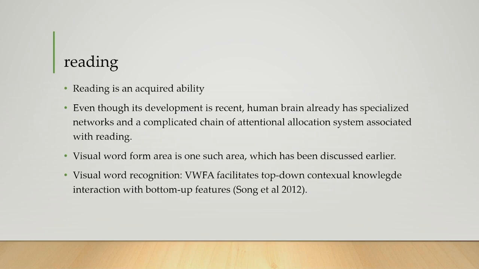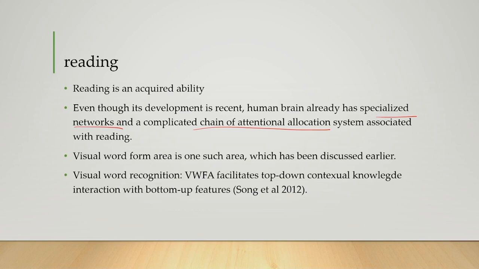In terms of reading, there are also some interesting research findings, and part of it we have already talked about before, so we will go over this briefly. Reading is an acquired ability. It is not something that was given to us. Reading is a recent activity in terms of humans. Even though its development is recent, the human brain has already specialized some networks and a complicated chain of attention allocation system associated with reading. So, we not only have a chain of attentional allocation system, but also some specialized networks in the brain that are devoted to reading.